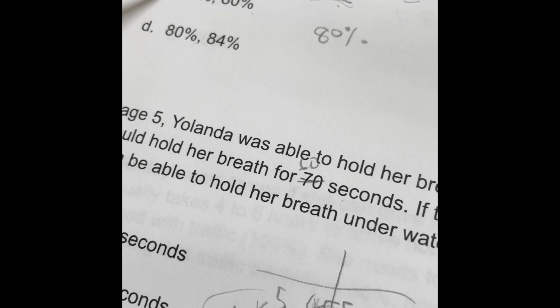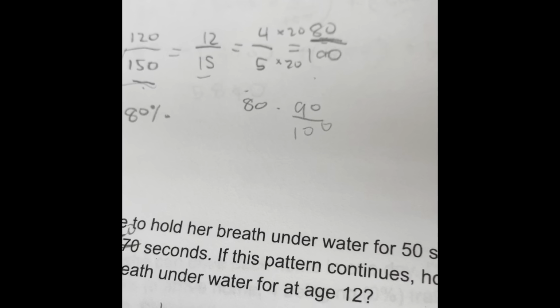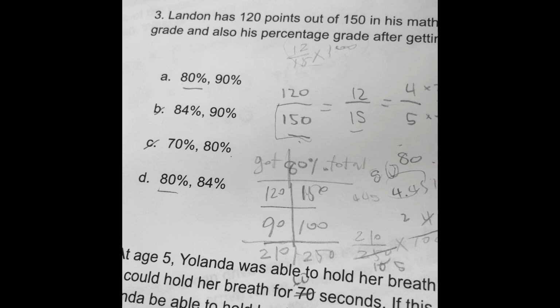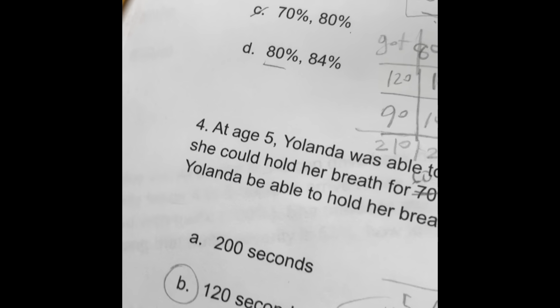This is not 80, this is not 80. These two have both 80. And he got a 90 on his newest one. This is key because first you get 80 and then after if you do this, then you get 4.45% and then you can add that and that's about 84%, which is D. So the answer is D.